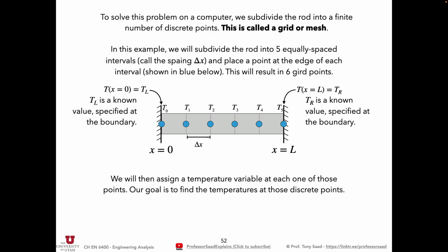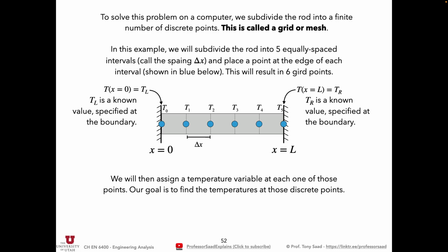So at the first point, I'm going to assign t0. Now I know that t0 is equal to tl, so that's a given number to me. And then t1 for the next point. I don't know what t1 is. I don't know what t2 is. I don't know t3, I don't know t4, and so on. You could put 1,000 points, doesn't matter. But the example here is with 6 points. And then finally, t5, the last point, is given to me by tr, or t at l, t at the right-hand side, the right side of the material.